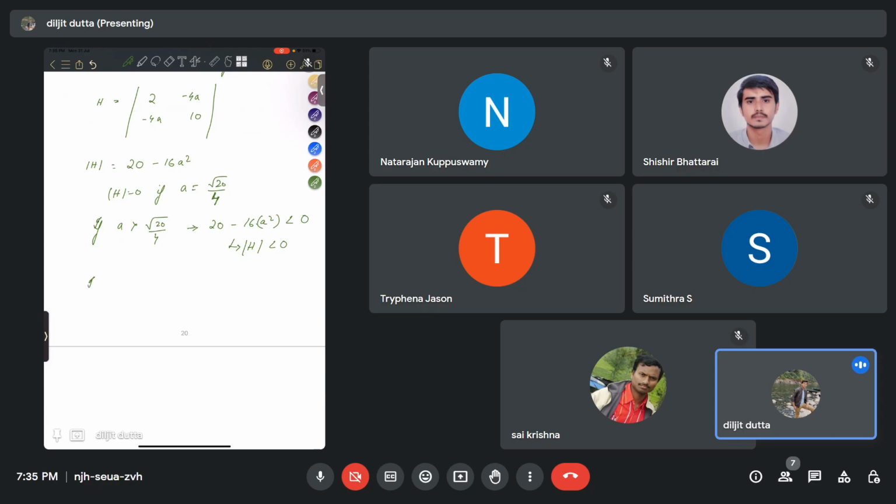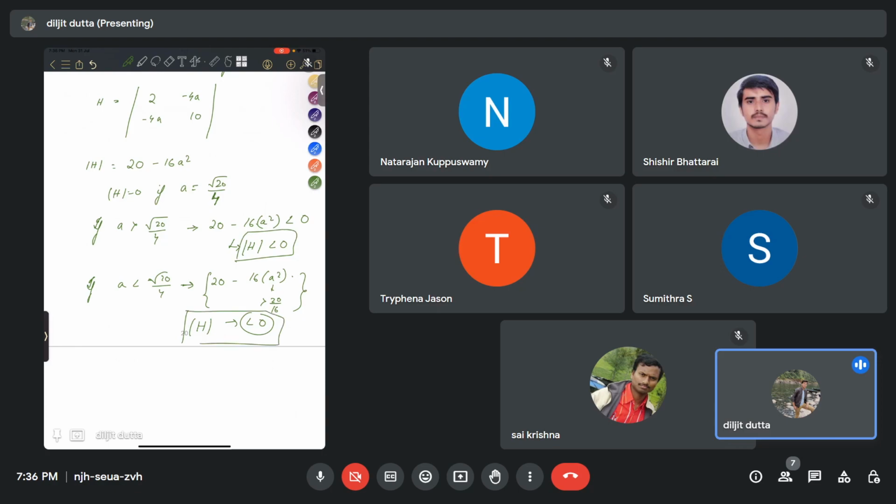Or else if a is less than root 20 by 4, in this case also 20 minus 16 into a square, this a square will be greater than 20 by 16, so this whole term will be less than 0. So the determinant of H is less than 0.